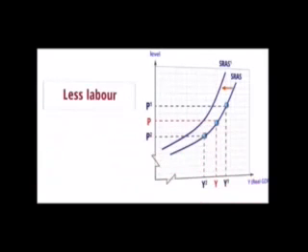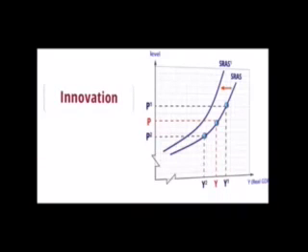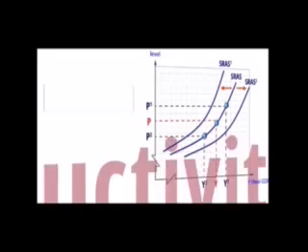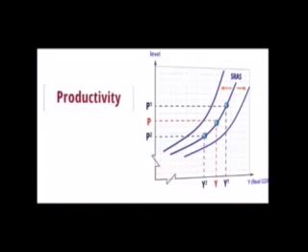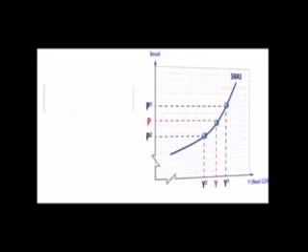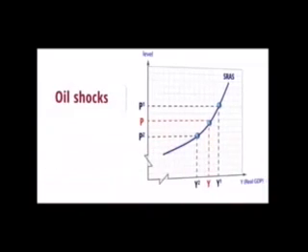SRAS will also shift as a result of changes in the availability of workers and in the level of capital stock. New technology will also affect SRAS, given its effect on production costs. For example, innovation and the use of newer technology will shift SRAS to the right, given that it will increase labor productivity and reduce labor costs. Finally, unexpected changes in supply conditions, called supply shocks, can cause fluctuations in the SRAS curve. For example, a sudden fall in oil or commodity prices will push SRAS to the right.